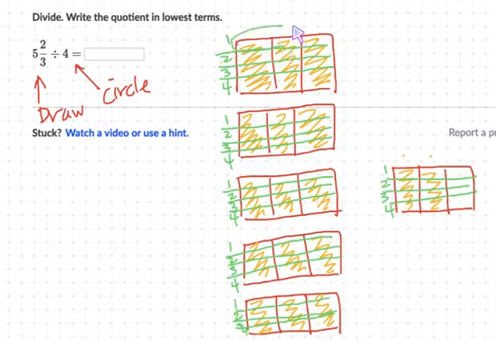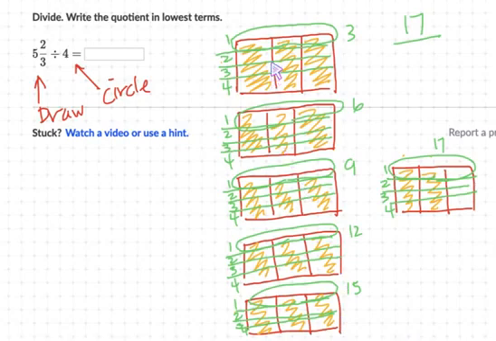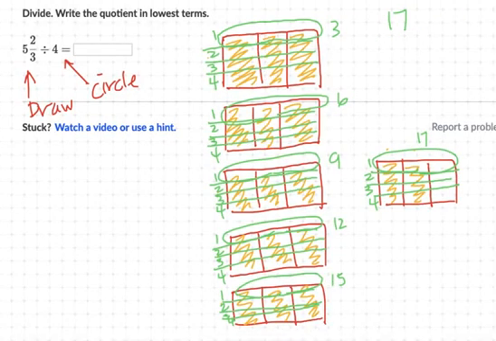So the first person would get 3 pieces from here, 3 pieces from here, 3 from here, 3 from here, 3 from here, and 2 from here. So that's 3, 6, 9, 12, 15, and that's 16 and 17. So it would be 17 total pieces from their share. Okay, so we counted up that there are 17 pieces that each of those people got. So in total, there was 17 pieces.